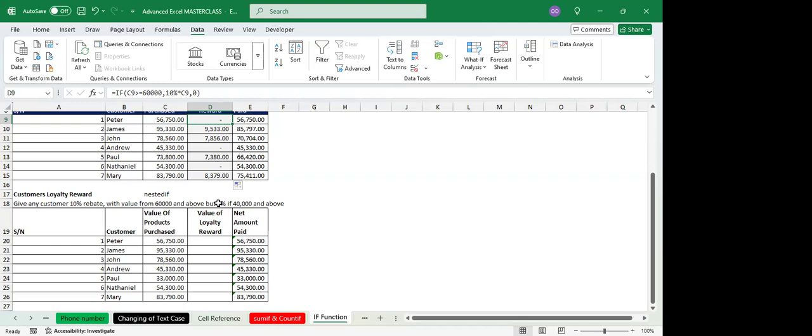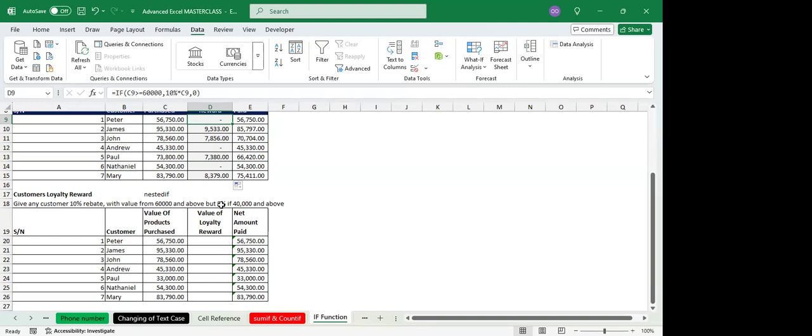Do you understand this second scenario? If you buy 60,000 and above, give him 10%. But if you buy 40,000 and above, don't forget that this means the range will end at maybe 59,000 plus, something lesser than 60,000, because another condition will start from 60,000 and above. So if you buy 40,000 and above, give him 5%. Lastly, if you buy less than 40,000, that is when you will not give him anything.